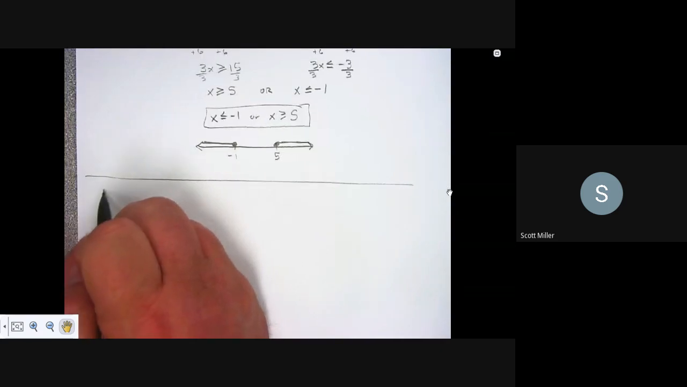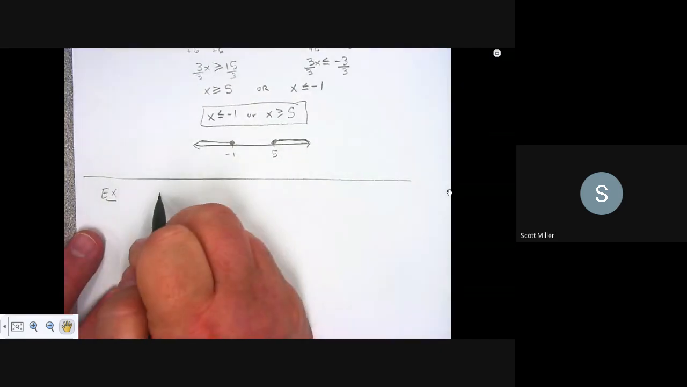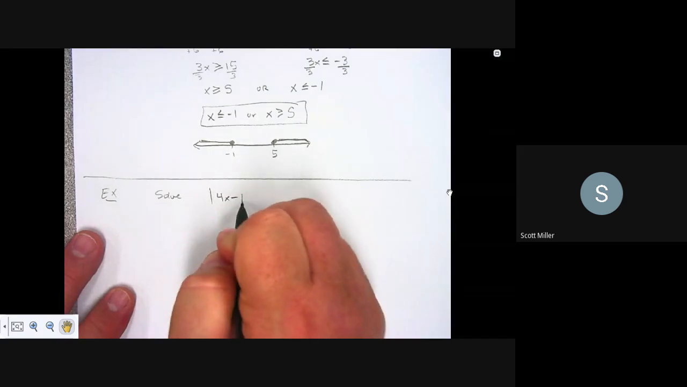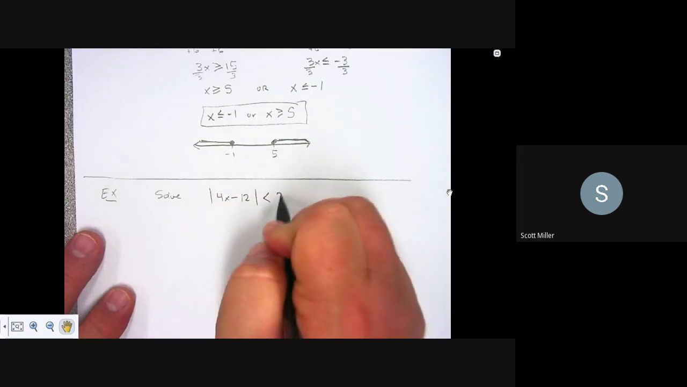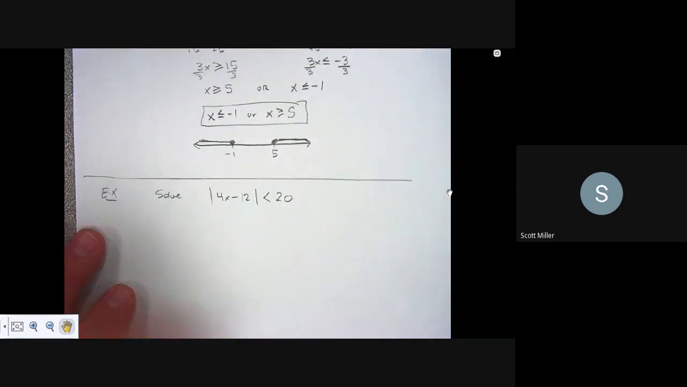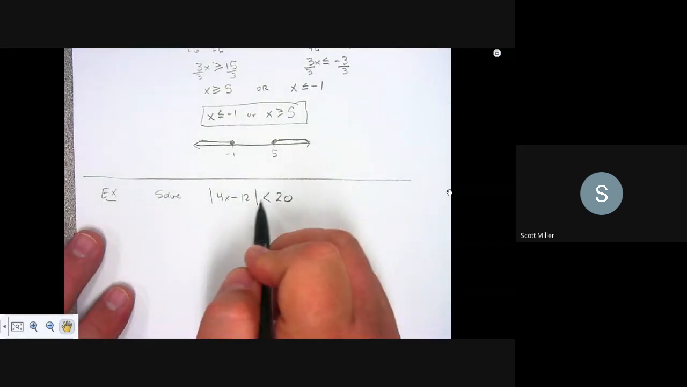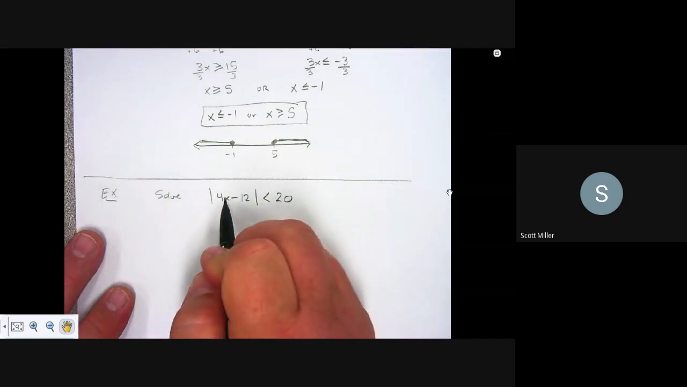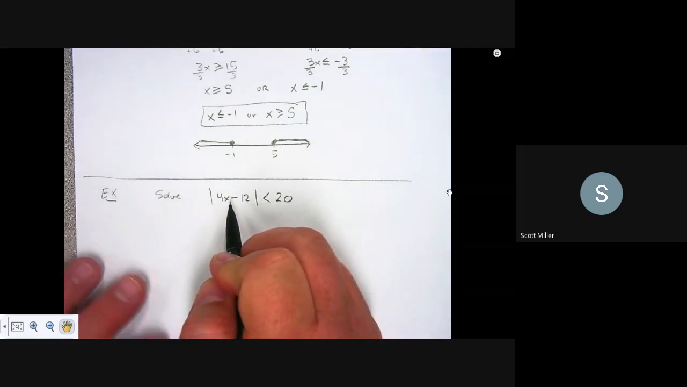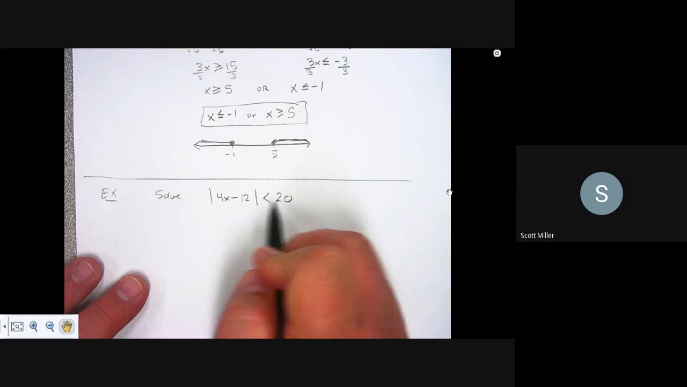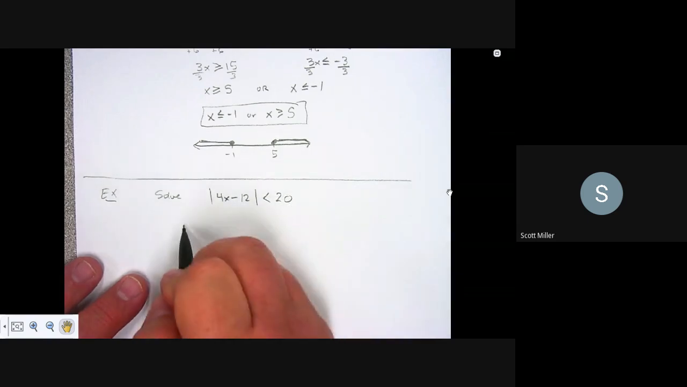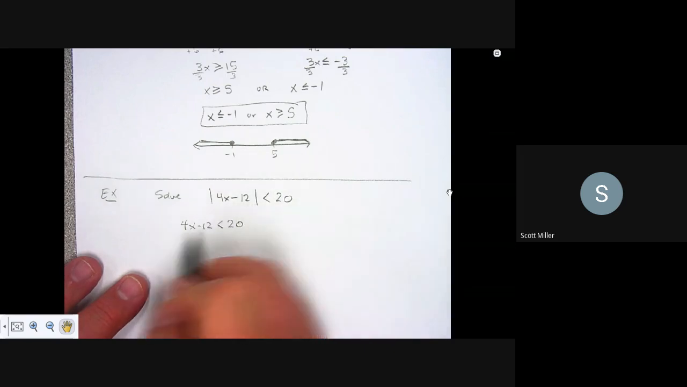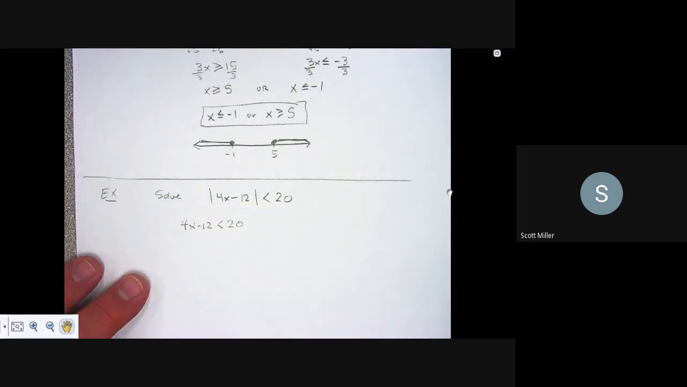Let's look at another example. This time we're going to solve this one. And again, I wanted to show you one that is like this. If there were any numbers outside or behind the absolute value, we'd have to move them first, keeping in mind the rule about dividing or multiplying by a negative. But I don't have that, so I can just go ahead and split this apart. I got 4x minus 12 is less than 20, so you just drop the absolute value and write it as you see it. That's the first one.